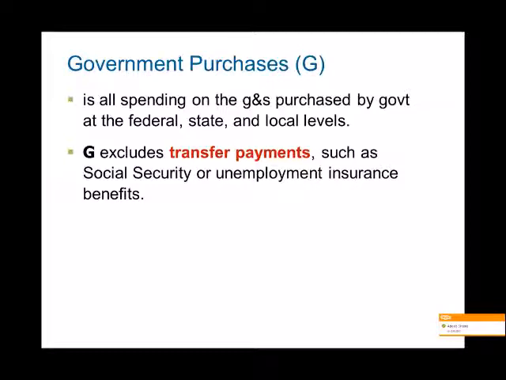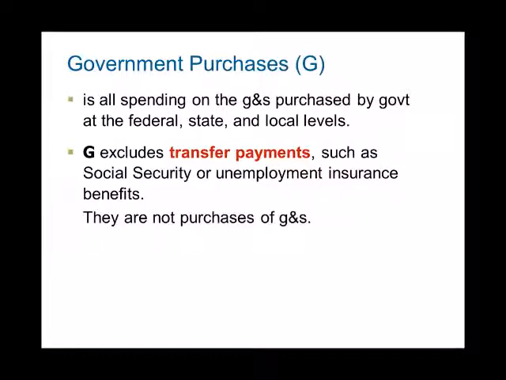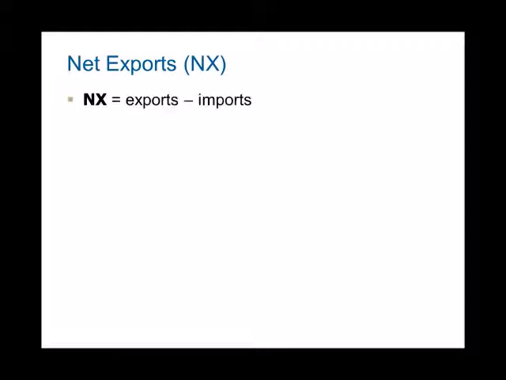So instead, we're just considering transfer payments as something that will be used for consumption, so they can be part of the consumption component of GDP, but they won't be part of government purchases. Transfer payments are not purchases of goods and services, they are one-way payments, so they're not part of government spending. Net exports is exports minus imports.